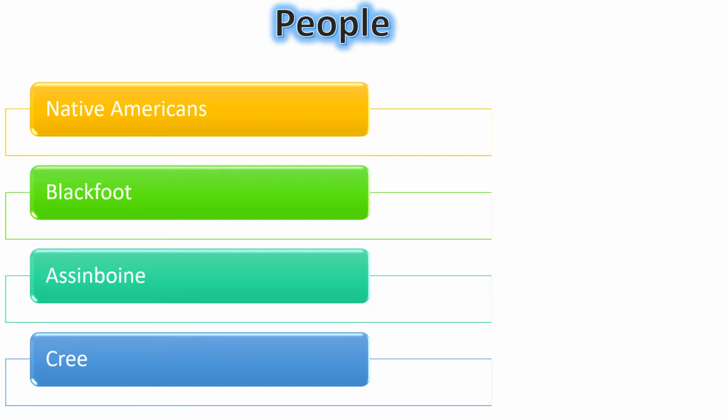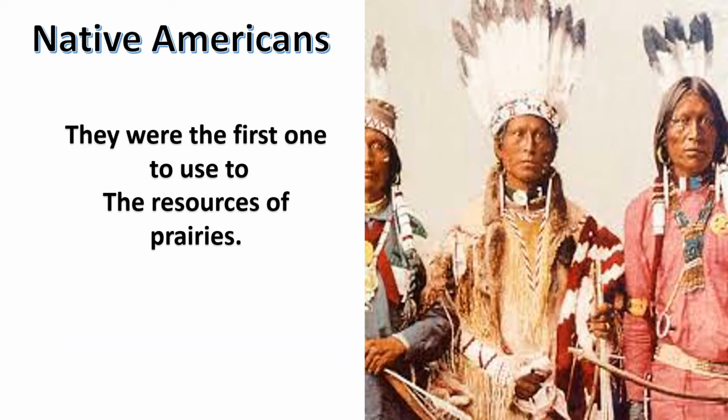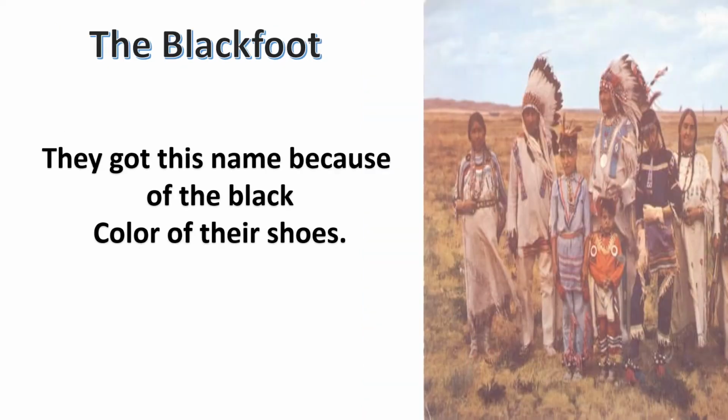People found in the temperate grasslands are Native Americans: the Blackfoot, Assiniboine, and Cree. See, the temperate grasslands of North America are called prairies. The Native Americans were the first people who actually used the resources of the prairies. They used them for making medicine and for making food. So they are called Native Americans who have used the resources.